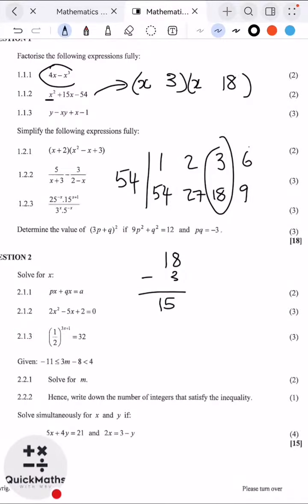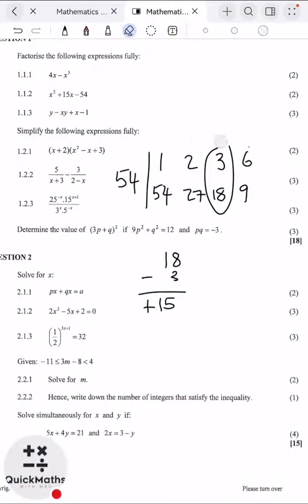Okay, now we need to decide, how did I get my 15? But notice it's a plus 15. So it's a positive 15. How did I get my positive 15? The 18 had to be positive and the 3 had to be negative. And we factorized our trinomial. Okay, let's get rid of that.